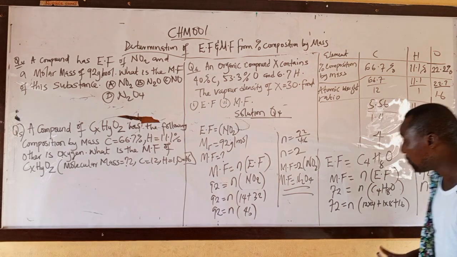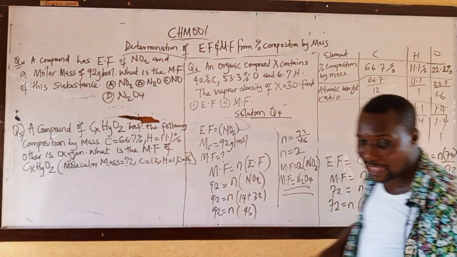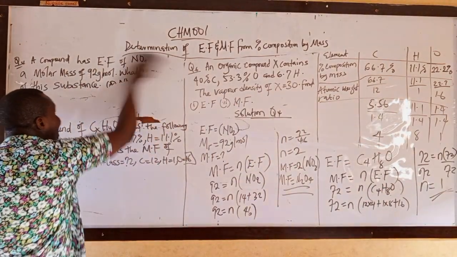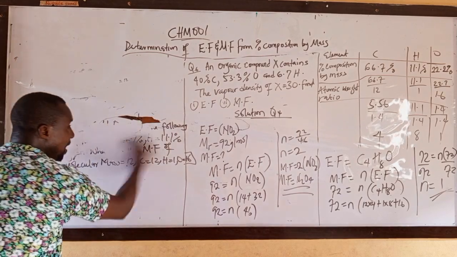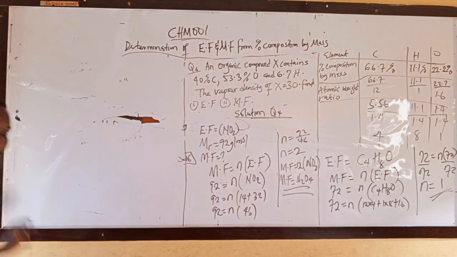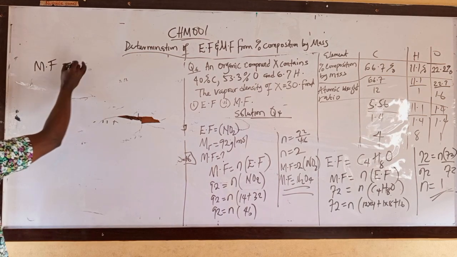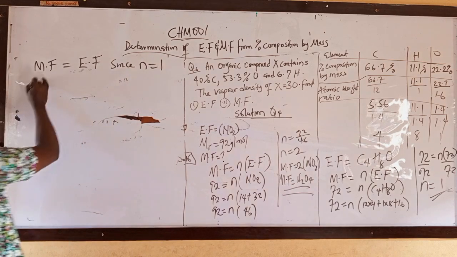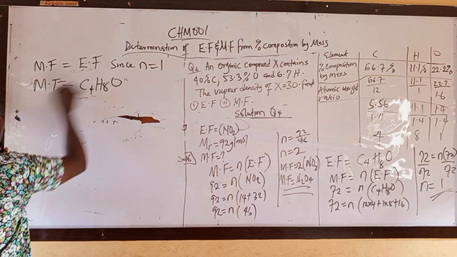Therefore, since N equals 1, the empirical formula is the same thing as the molecular formula. I told you that. Since N equals 1, the molecular formula equals the empirical formula, so the molecular formula is C4H8O. That's your answer.